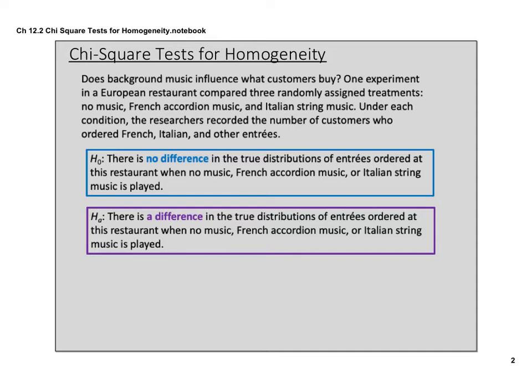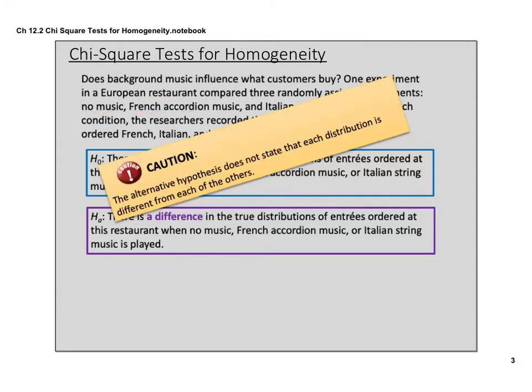So what we're looking at here is the variable of music against the variable of type of food ordered. Okay, so this becomes a two-way table. We're going to get back into two-way tables here, and we're looking at comparing these two variables together. We want to see if one is affecting the other. So one thing to caution you on, it says the alternative hypothesis does not state that each distribution is different from each of the others. It just says that there is a difference in the true distribution of entrees.